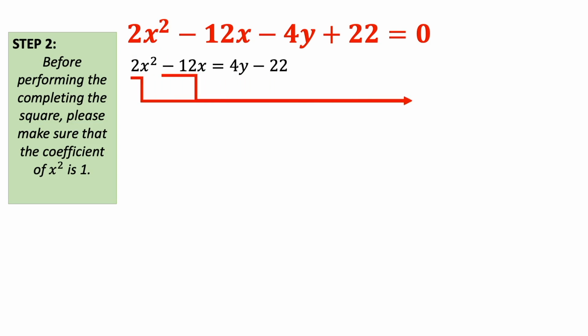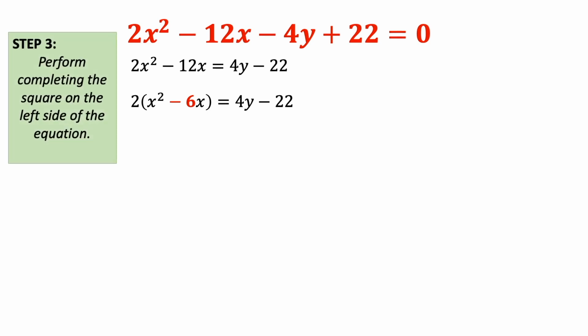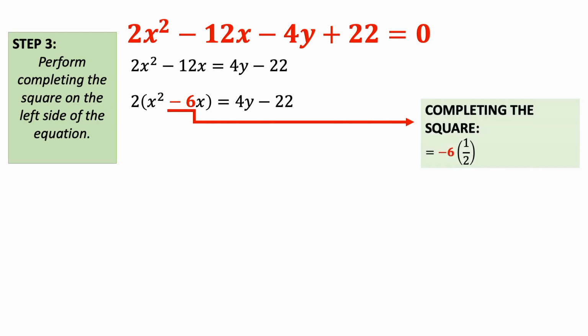Since 2 and negative 12 are both divisible by 2, we will rewrite the left side of the equation as 2 multiplied by the quantity x squared minus 6x. We can now perform the completing the square because the coefficient of x squared is 1. Taking the half of negative 6, the coefficient of x, we will have negative 3. Negative 3 squared is positive 9.